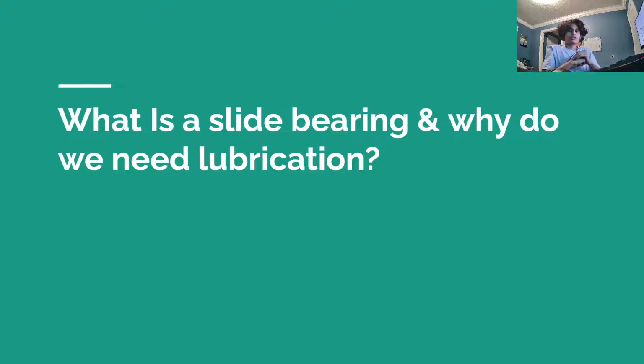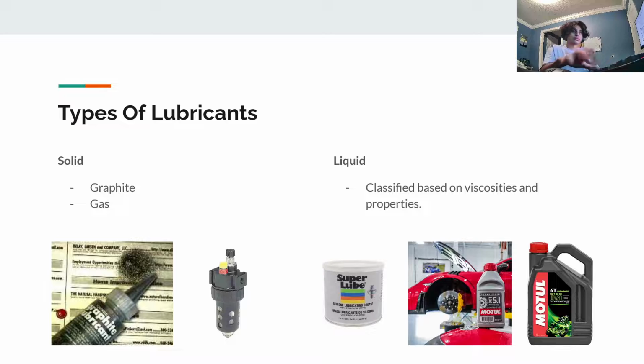Let's start off with a question here. What is a slide bearing and why do we need lubrication? Well, glad you asked. Slide bearings are basically bearings which take loads in certain directions, and we use bearings to basically reduce costs and make serviceability easier. And lubrication will basically just extend the lives of the bearings by reducing the coefficient of friction, and thus you get more use out of your product.